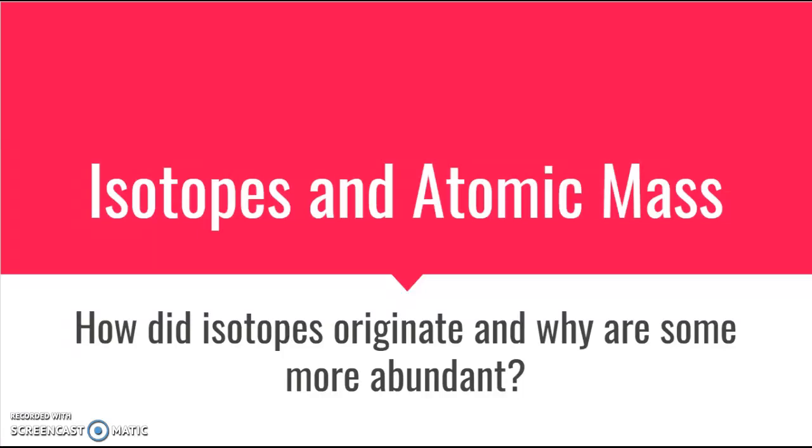This week we're going to be learning about different isotopes of an element and the atomic mass of these isotopes. Some of the questions we're going to need to answer to really understand what an isotope is and why it exists are: where did they come from, and why are some of them more abundant than others?